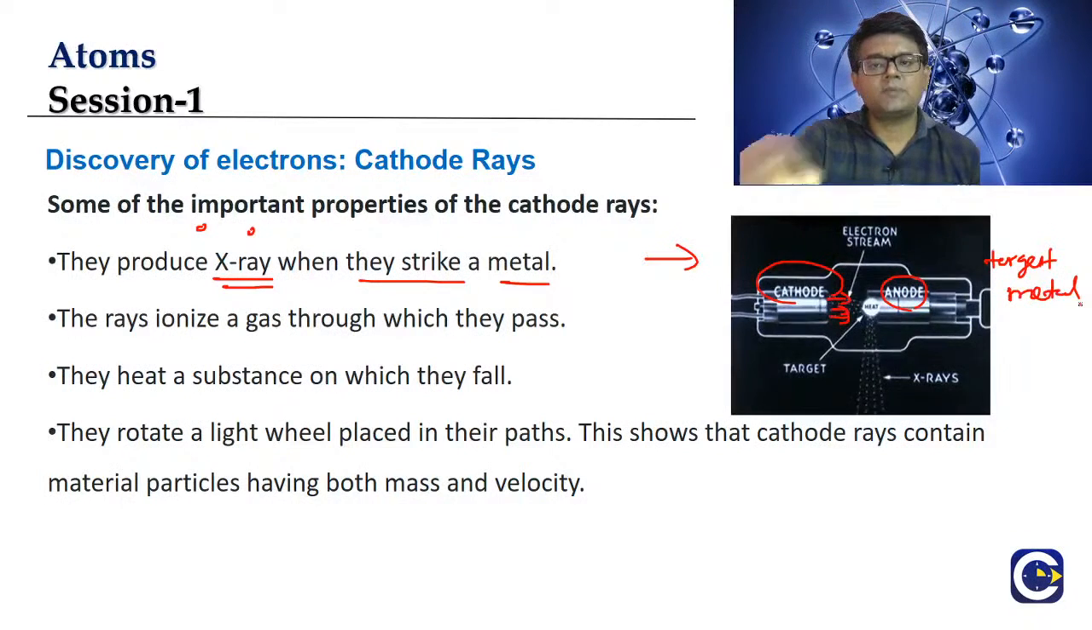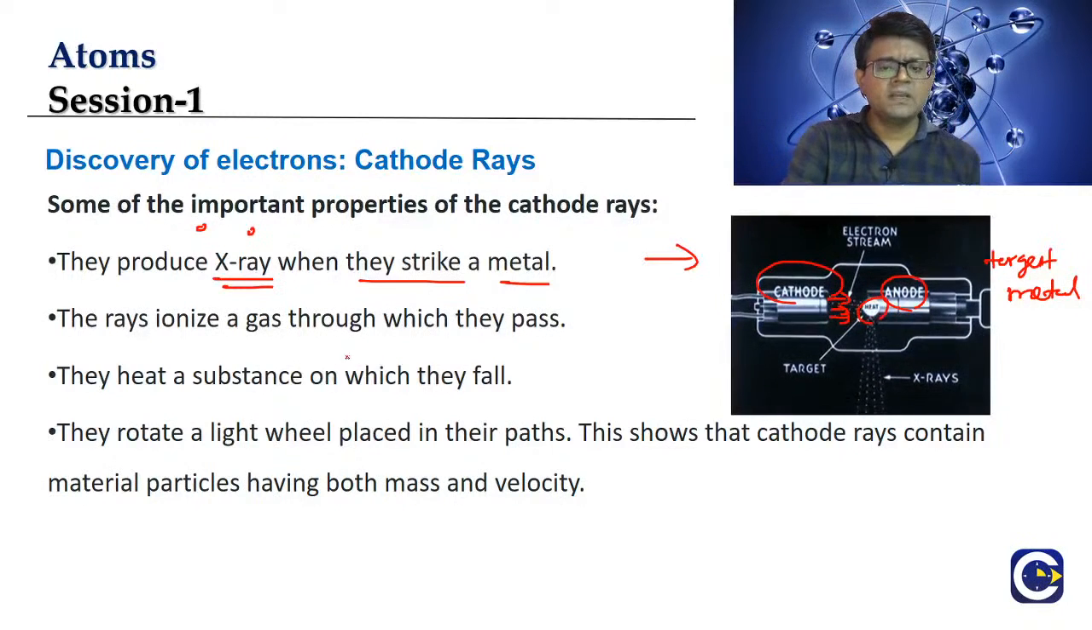Of course, in this chapter we'll discuss in detail the production of X-rays, etc. So they will be able to produce the X-rays when they impact a target metal. And we have seen that the target metal should typically have a high melting point, because a lot of heat is going to be produced in the process.